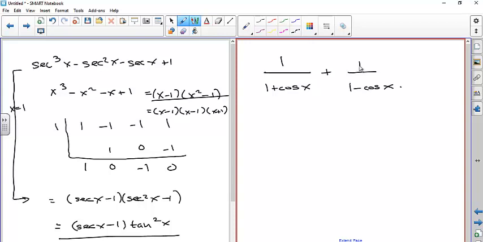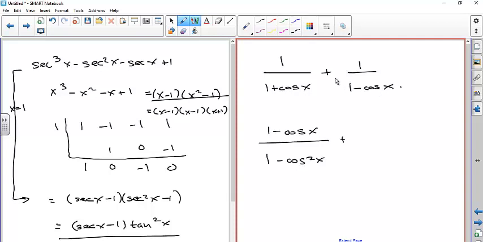The first thing you think about doing is combining these two, and your common denominator would have to be the product of these two things. If we multiplied the first term by the denominator of the second, you'd end up with 1 times 1 minus cosine x. And when you multiply them together here, you'll get 1 minus cosine squared x. So this times that, you get 1, the inner and outer cancel out, you get positive cosine x times negative cosine x, which gives you negative cosine x squared.